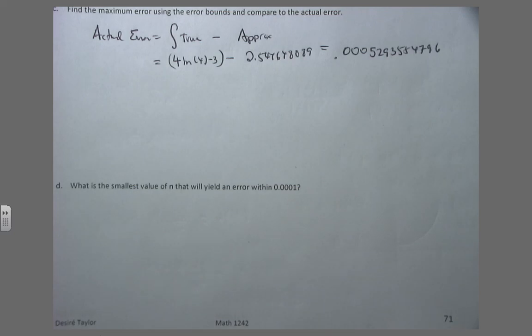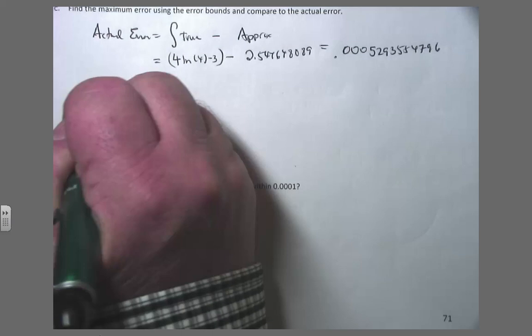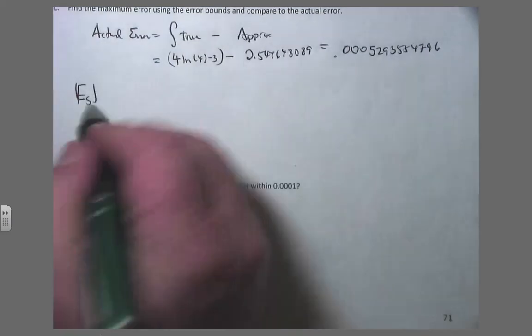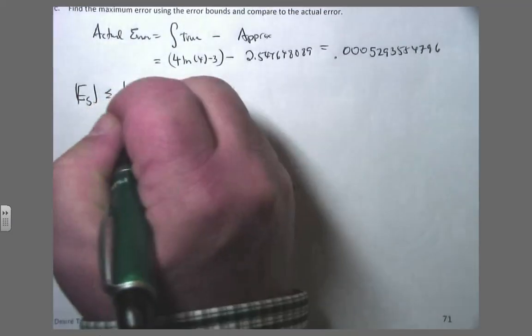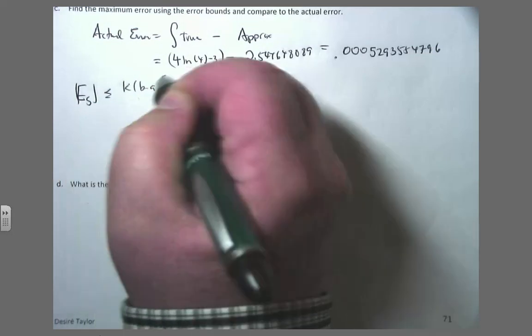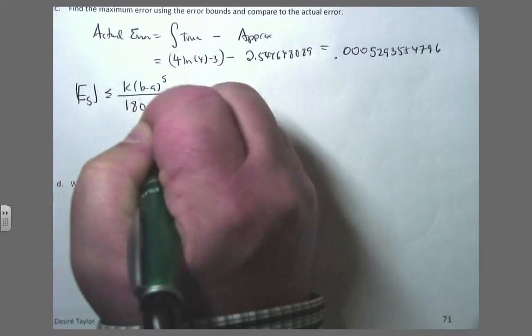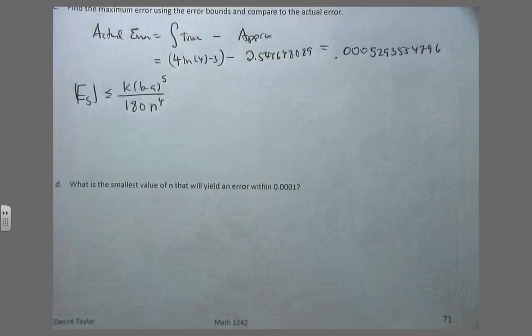Now let's compare it to the error bound. But remember, this is the error bound for Simpson's rule. The error bound for Simpson's rule is less than or equal to K times (b minus a) to the 5th divided by 180 n to the 4th. Pure memorization. But wait, it gets worse.